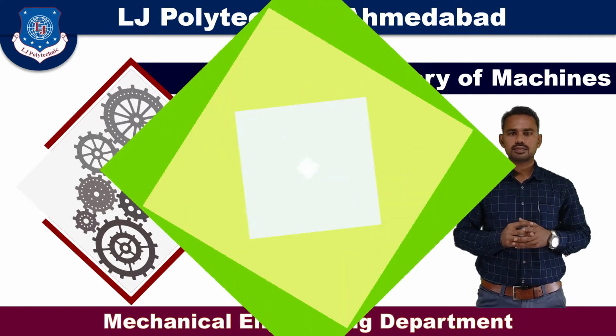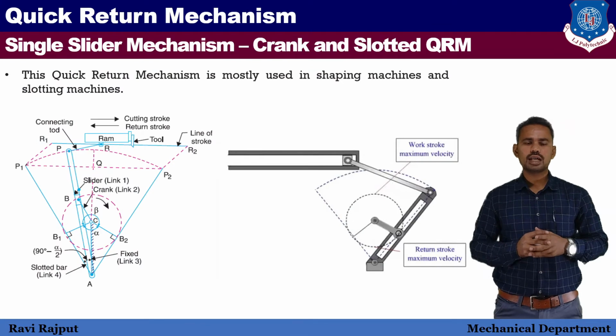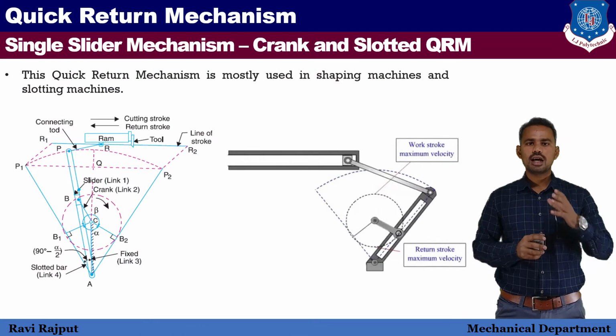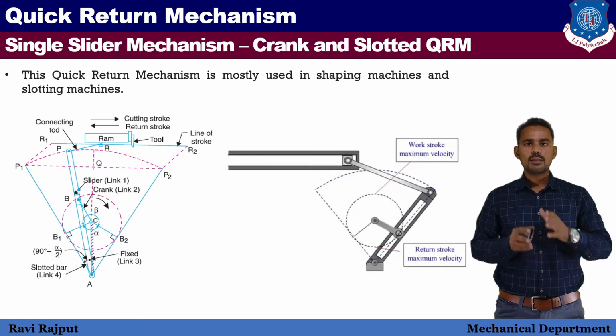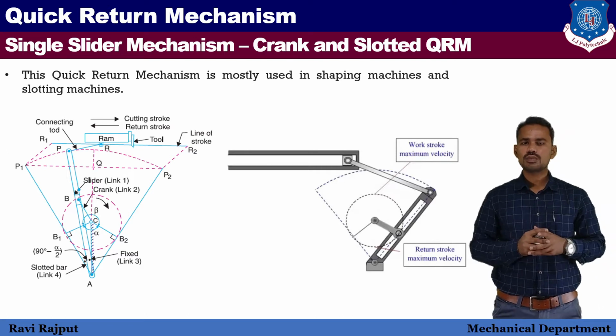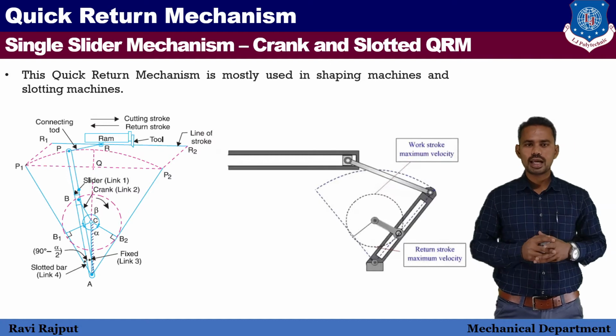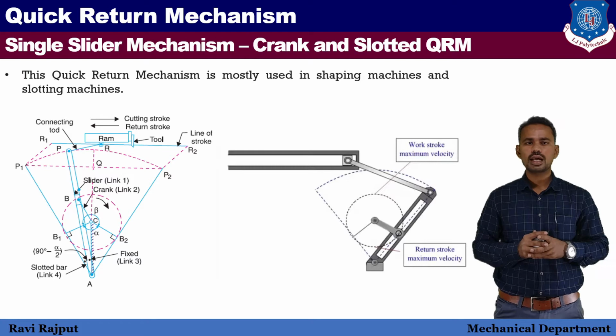So let's start. The first quick return mechanism that we have to study here is the crank and slotted quick return mechanism. Basically, this inversion comes under the single slider mechanism because here one pair will be sliding and the remaining three pairs will be the turning pair.